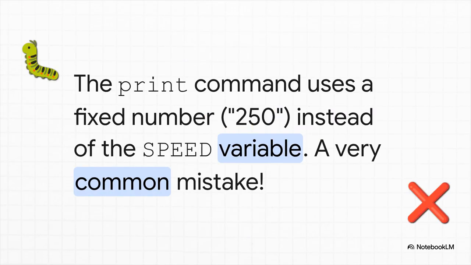And if we look closely, there's our little troublemaker. The print command isn't actually looking inside the speed variable box. See that? The number 250 is just typed right into the sentence. We call that a hard-coded value in the programming world, and believe me, it is one of the most common little traps to fall into.